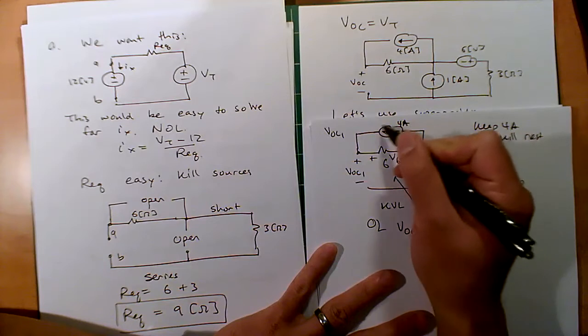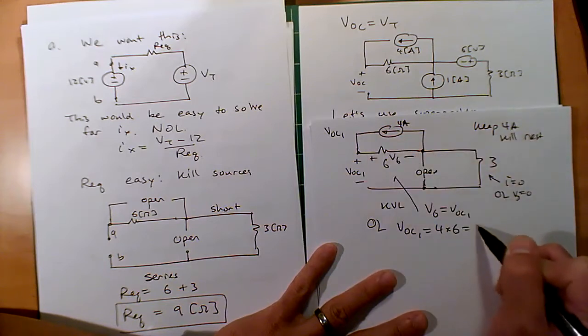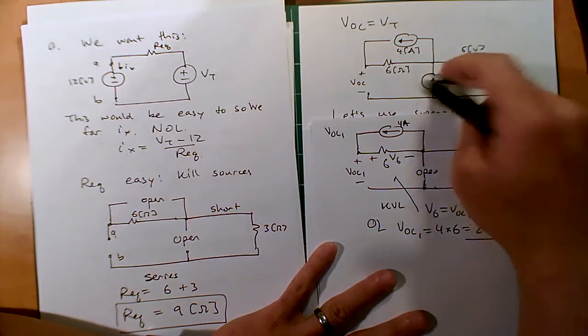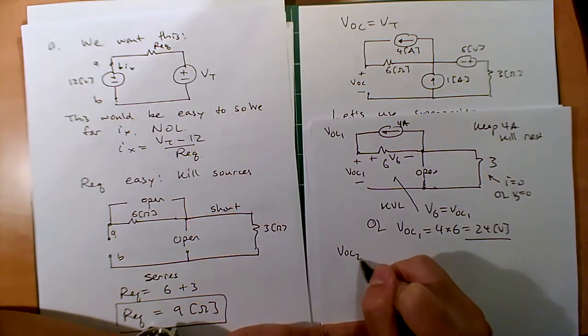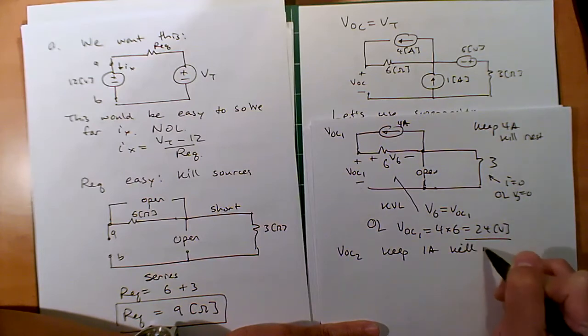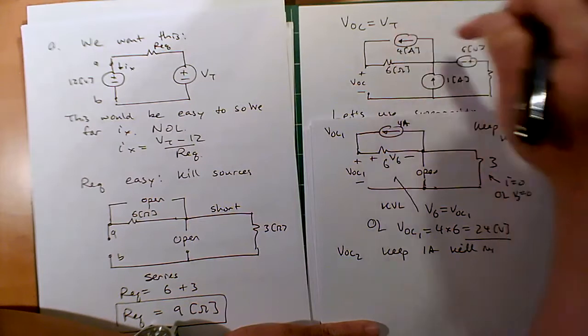VOC1 is equal to 4 times 6 equals 24 volts. Yes, it was a much easier problem. Okay, let's do the next one. Let's say VOC2. We're going to keep the 1 amp and then kill the rest. What do we got? Keep this open, short.